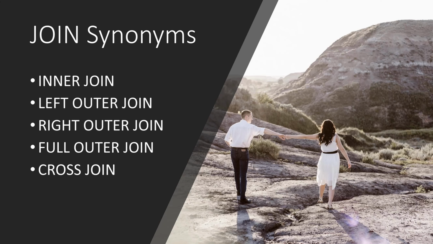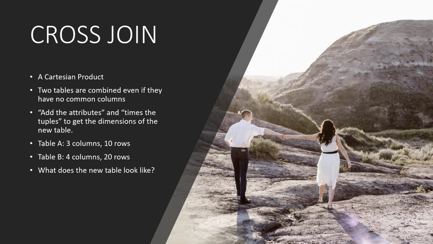And a cross join computes the Cartesian product between two sets. Indeed, a cross join does compute a Cartesian product. This means that two tables are going to be combined even if they have no common columns. Now, I'll often ask the students, when I have two tables, how do I know what the new table is going to look like? Meaning how many rows and how many columns in the new table.